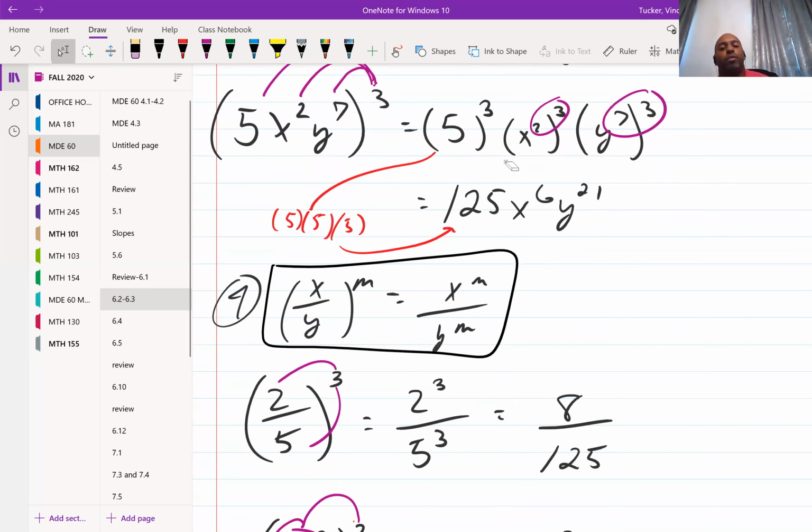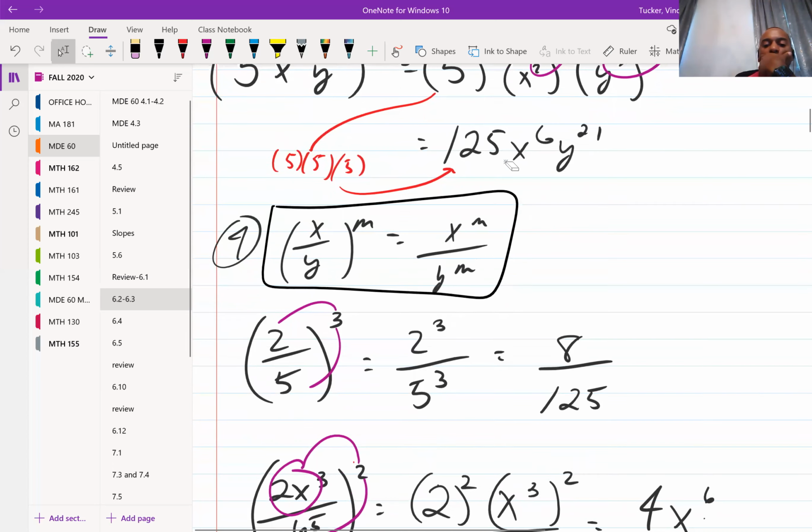All right. So rule 4, x over y raised to the n power. So you're applying the n power to both numerator and denominator. So if I have 2 over 5 raised to the 3rd power, that's 2 to the 3rd power over 5 to the 3rd power, which is 8 over 125. All right.